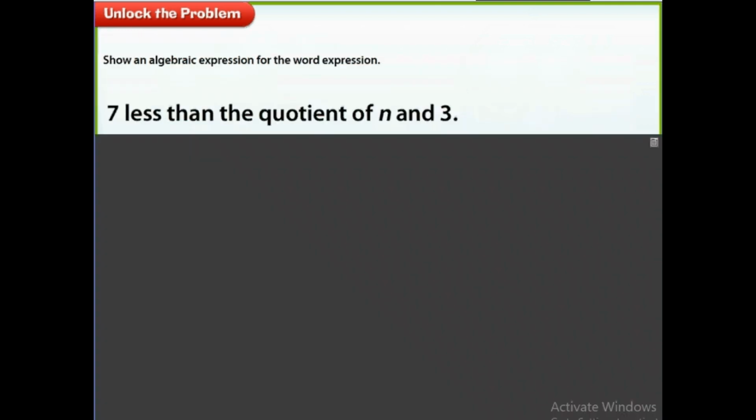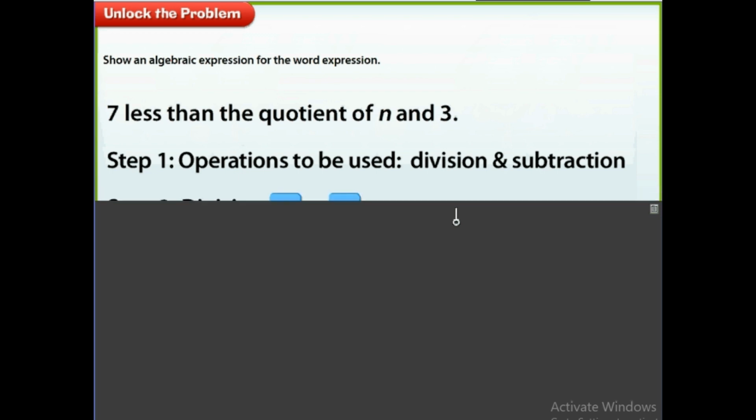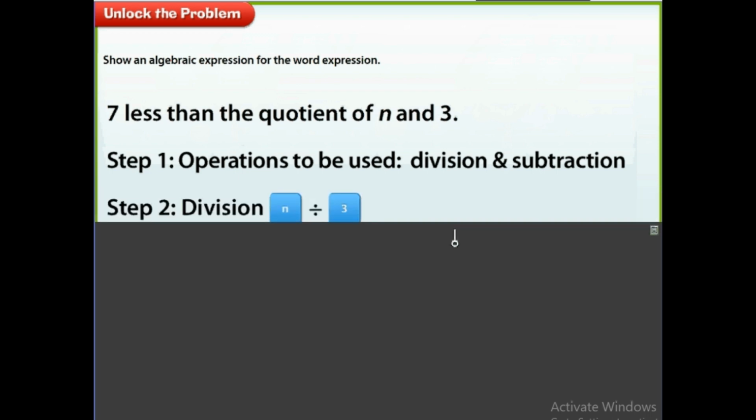Let's show an algebraic expression for the word expression: 7 less than the quotient of n and 3. The expression includes the word quotient and the phrase less than, so we will use division and subtraction. Since according to the order of operations, we apply division before subtraction, step 2 will be division.